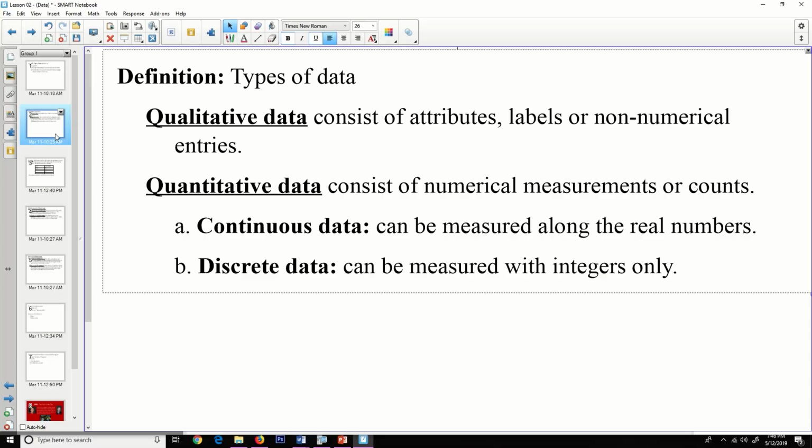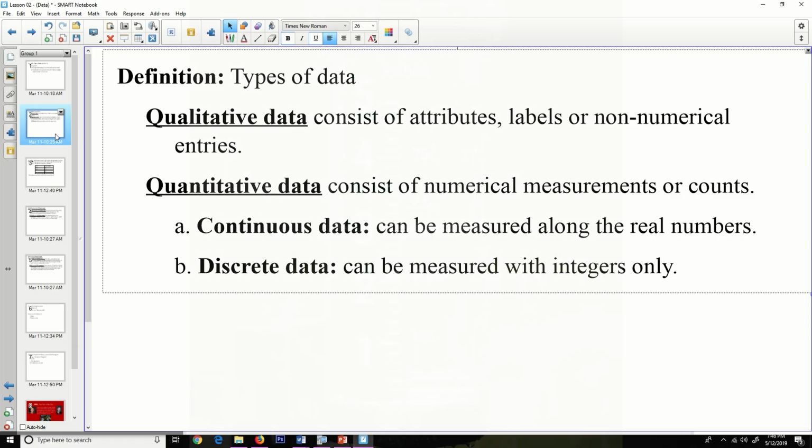We've got qualitative data, and that's going to consist of attributes, labels, or non-numerical entries. Quantitative data consists of numerical measurements or counts. Continuous data can be measured along the real numbers, and discrete data can be measured with integers only. All right, so there's a nice, easy way to tell the difference between continuous data and discrete data. Continuous data can be divided up and still make sense, whereas discrete data has to have whole number values.